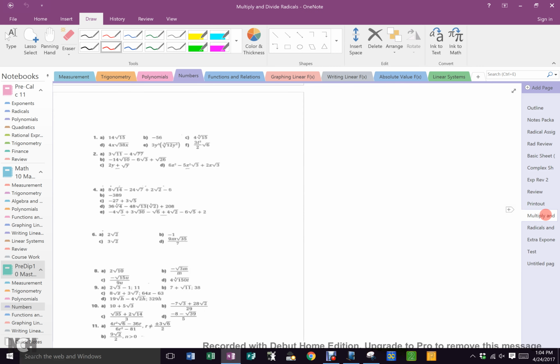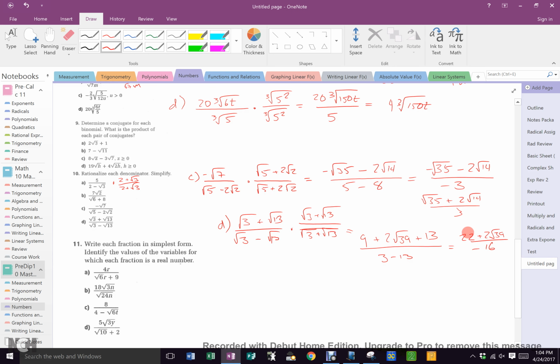And there, where is it? 10D right there. Oh, I just didn't reduce it again. Because that becomes 11 plus root 39 over negative 8.